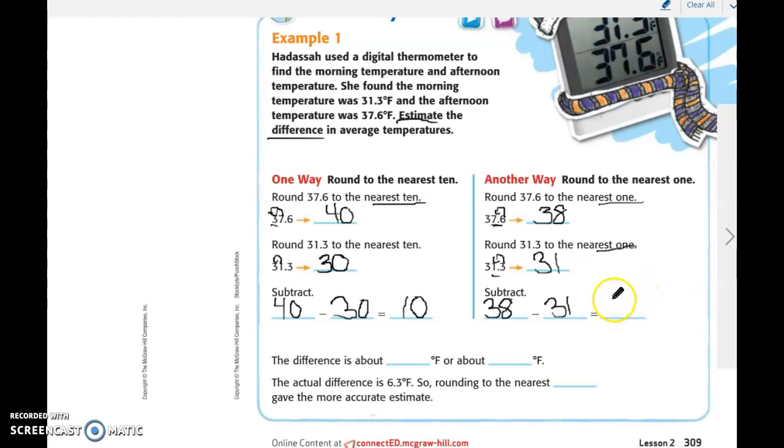7. 7, good. So how do you know which one's right? Well, we're rounding in both of them. So let's go ahead and look. The difference is about 10, or, you see, Melanie, it says or 7. You were asking how do I know which one's right? So it says the actual difference is 6.3. So rounding to the nearest 1 gave me the more accurate estimate.